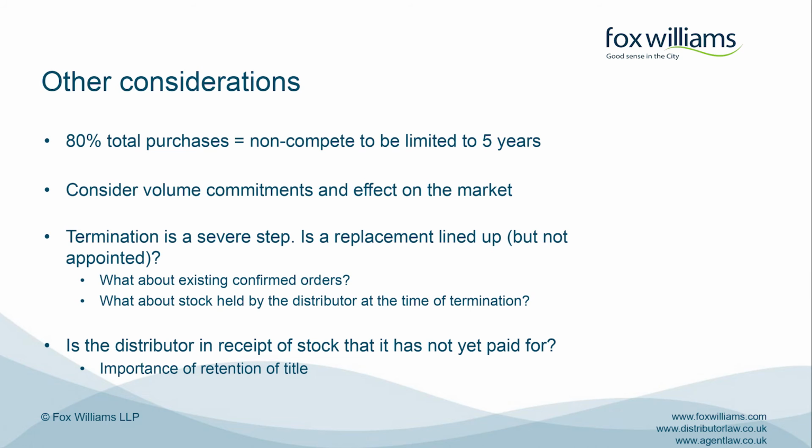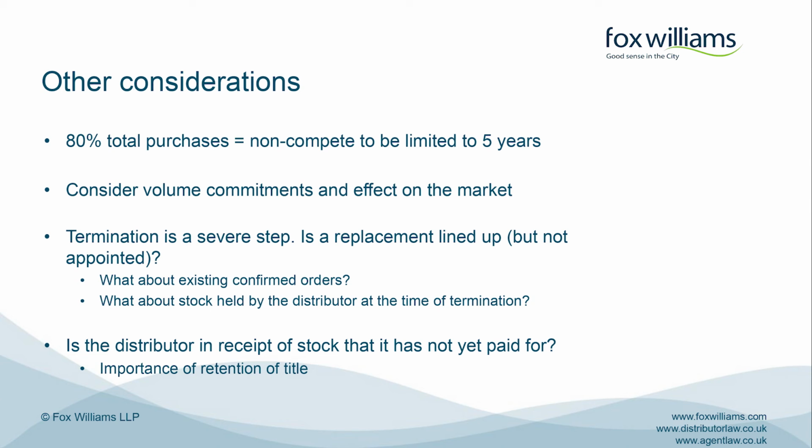So termination is a severe step. You do need to make sure that you have everything lined up before you terminate, so as to ensure a smooth transition to the next stage. If you have a replacement distributor in the wings, if you're operating under an exclusive distributorship, don't appoint that exclusive distributor in replacement until termination has taken effect. And that's not whilst notice is running, it's when notice has expired. Otherwise, you're committing a serious breach of your distribution agreement.